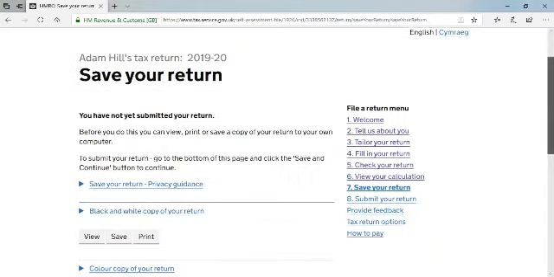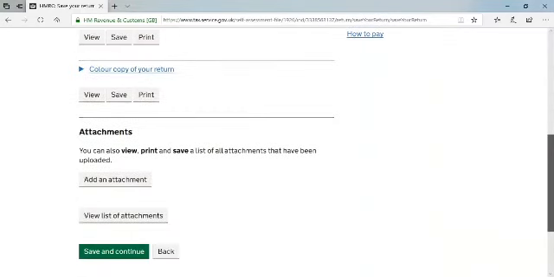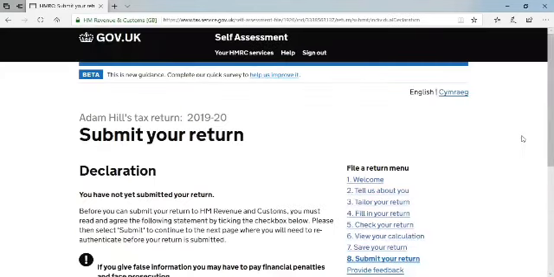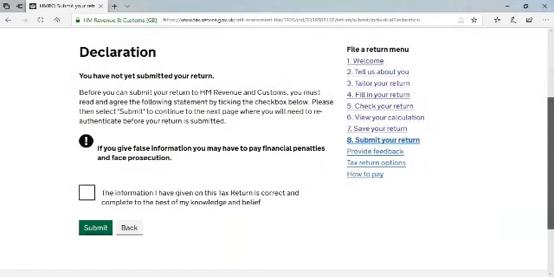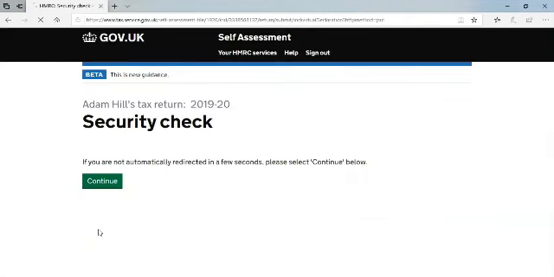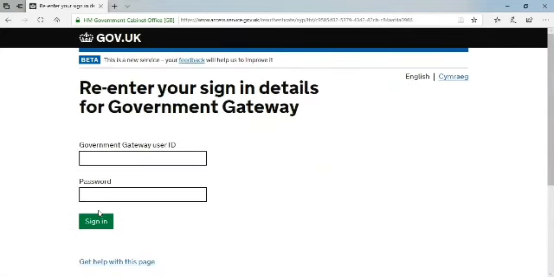Save a copy of your return if you like, or print it out. Save and continue. Make a declaration that all the information you've given is correct, and then submit. You'll be prompted to re-enter your password and your user ID. Do that here. And then once the return has submitted, you'll receive a confirmation number.